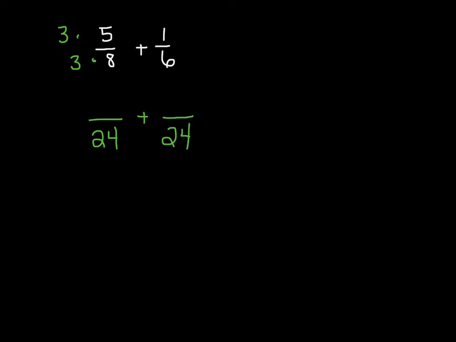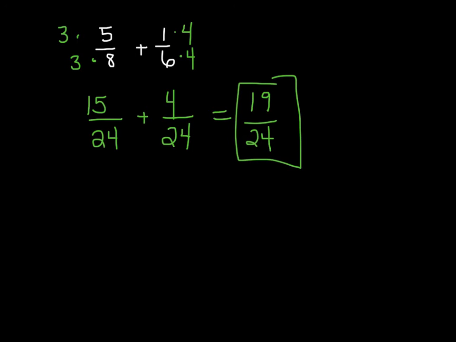So 3 times 5 is 15, and I'm going to write that down here. And then the 6, I'm going to actually have to multiply that by 4 to equal 24. And again, whatever I do to one part of the fraction, I will do to the other, and 1 times 4 is 4. So now I have two equivalent fractions with the least common denominator of 24. And the reason this method is really helpful is because once you add your numerators together, 15 plus 4 is 19, and we keep the 24 as the denominator, you notice that we didn't have to do any simplifying.